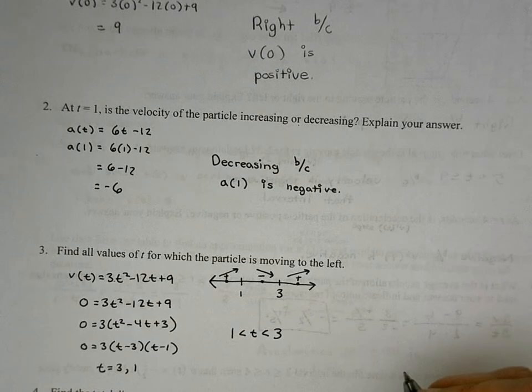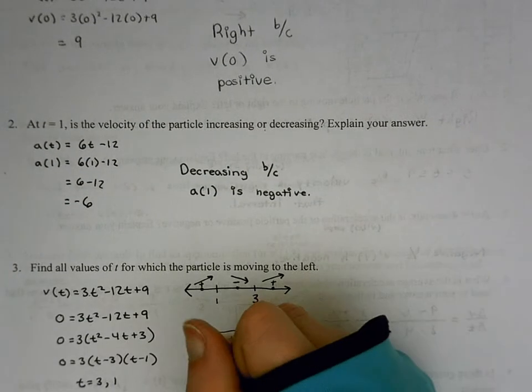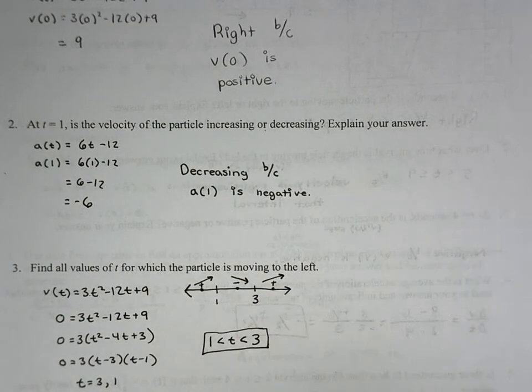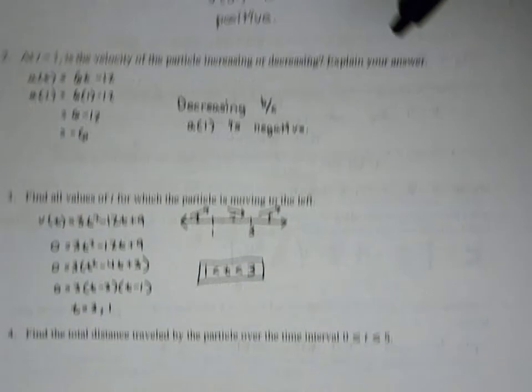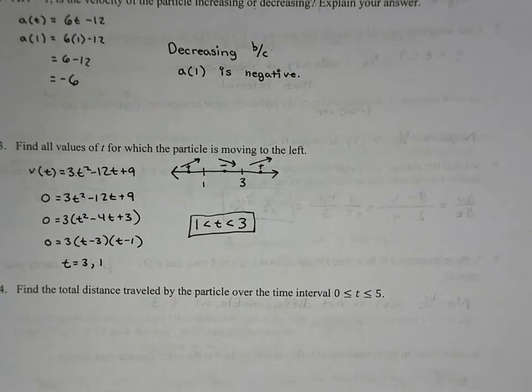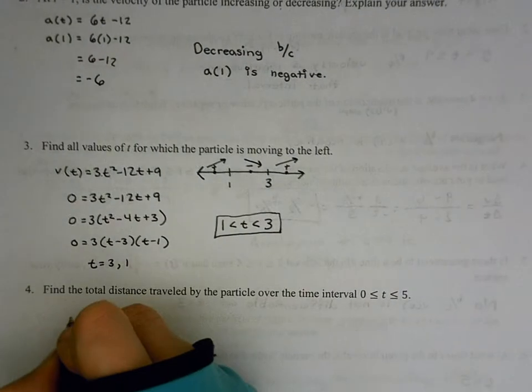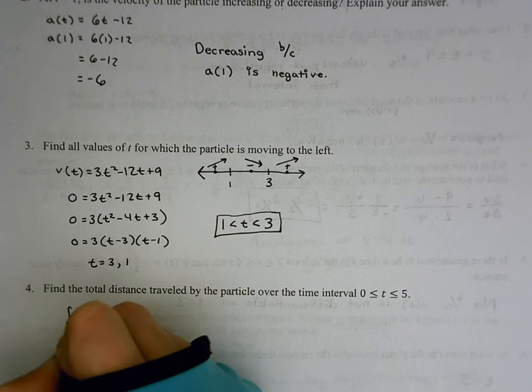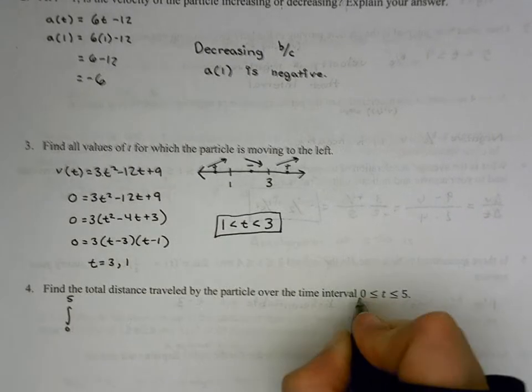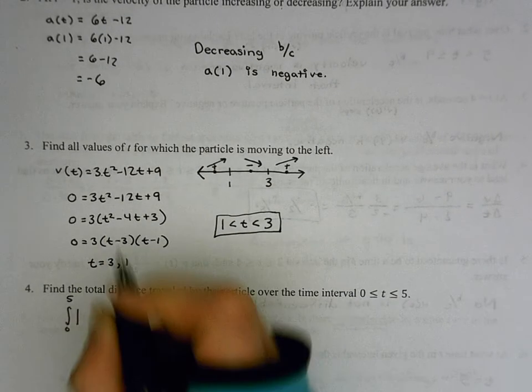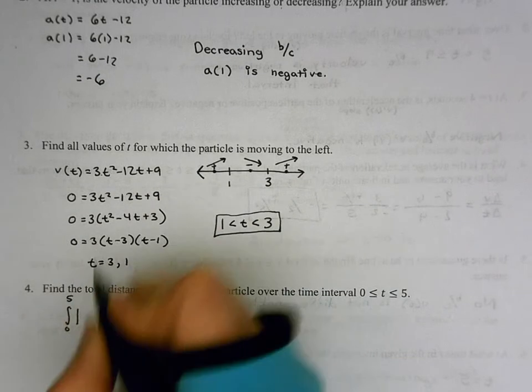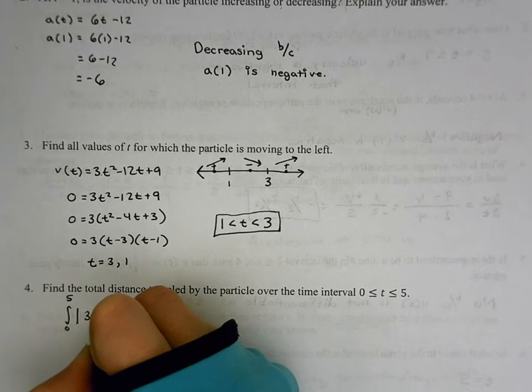Okay, last one here, we are going to be finding what is the total distance traveled by the particle over the time interval 0 to 5. Total distance is found by taking the integral from a to b, in this case 0 to 5, of the absolute value of our velocity, which is 3t squared minus 12t plus 9.